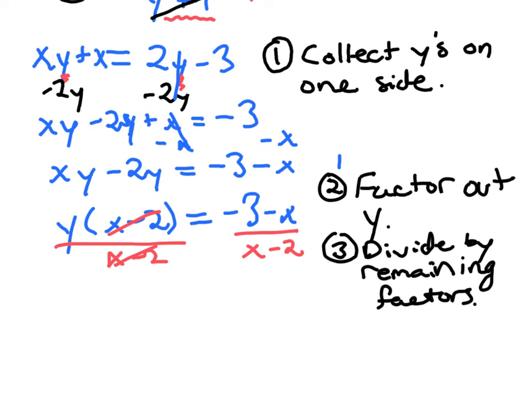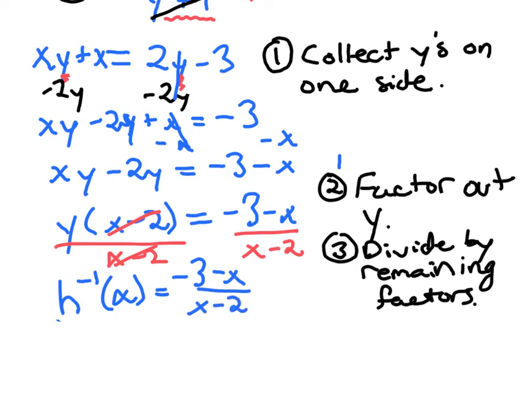Okay, once you've got it solved for y, then that's your inverse function. So I could now write, the name of this function was h. So h inverse is equal to -3 minus x over x minus 2. And I'll box that up.